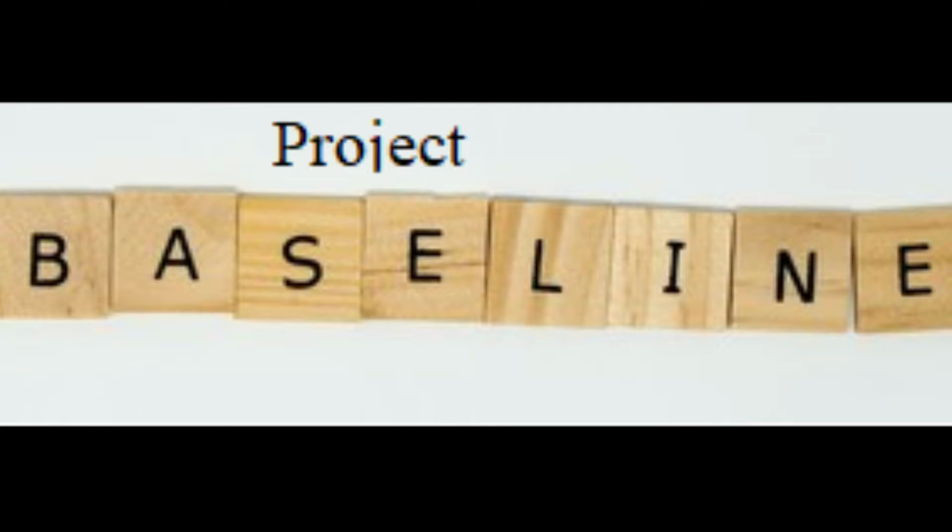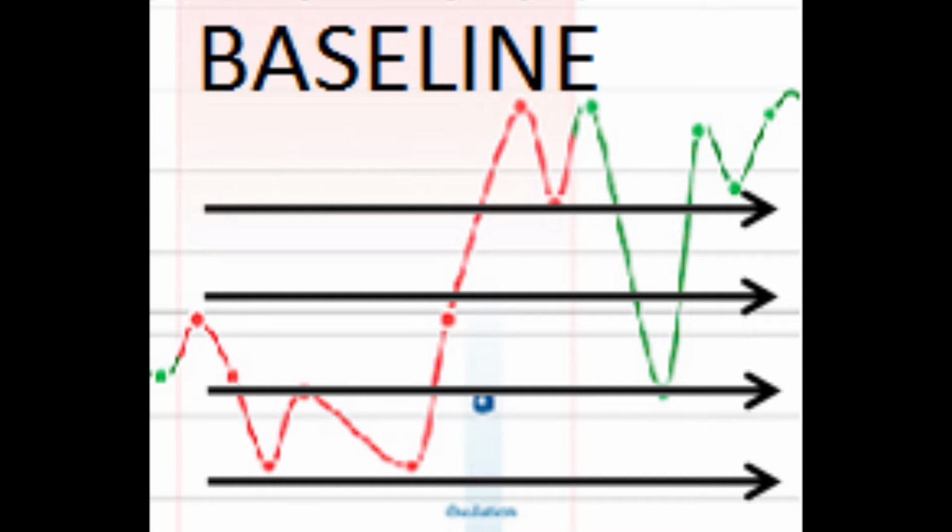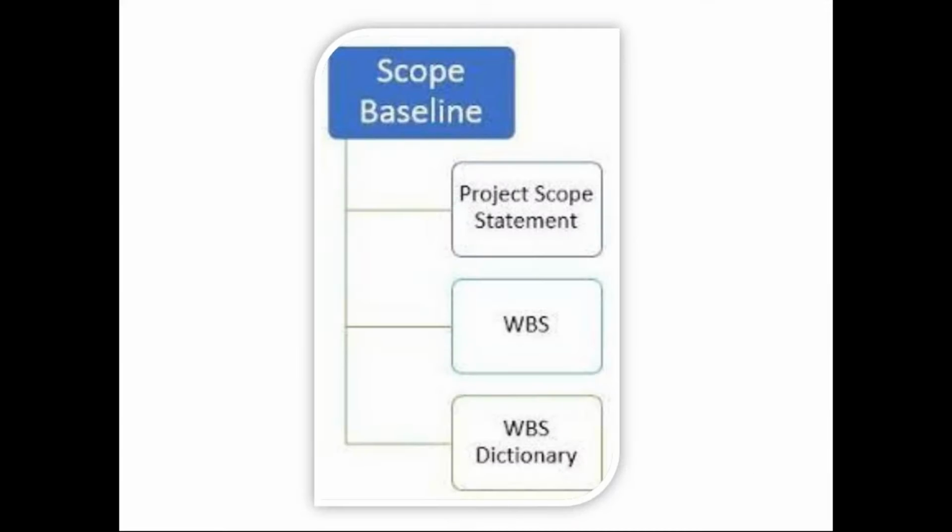So what exactly does a baseline mean? In the project management plan, a baseline in project management is a clearly defined starting point from your project plan. It is a fixed reference point to measure and compare your project progress. In this slide you can see the scope baseline. So let's discuss what exactly a scope baseline is.